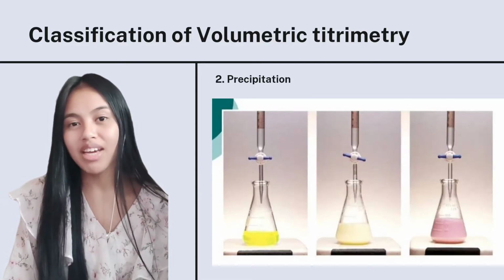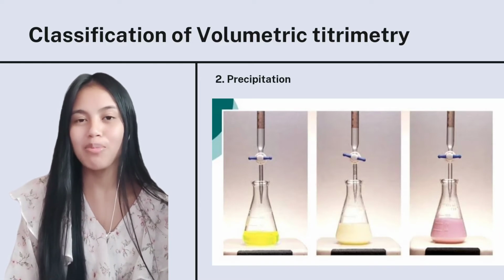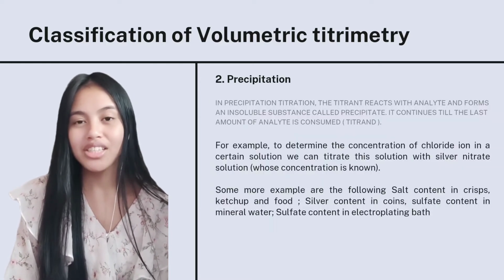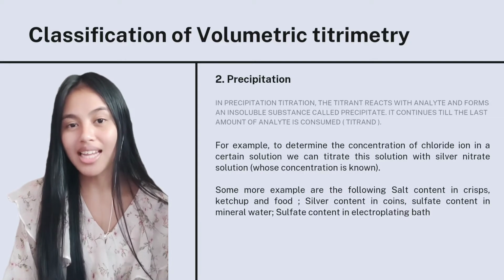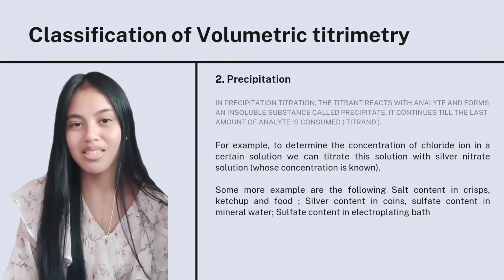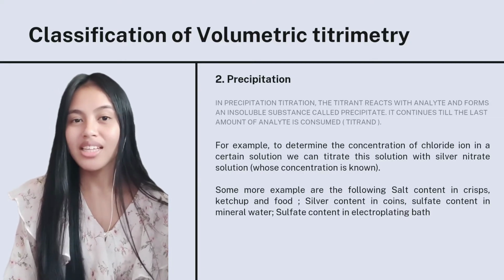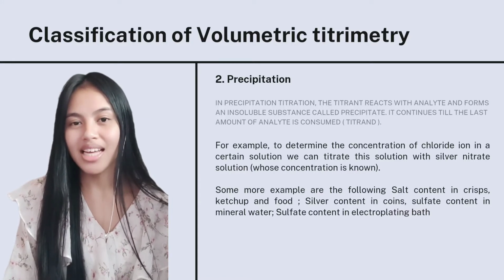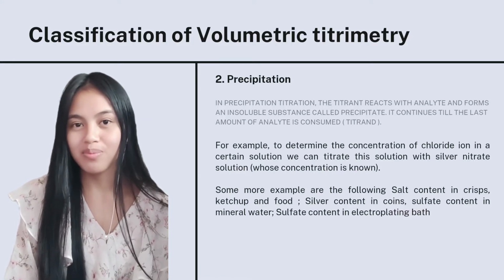The second classification of volumetric titrimetry is precipitation. In precipitation titration, the titrant reacts with the analyte and forms an insoluble substance called a precipitate. It continues till the last amount of analyte is consumed by the titrant.